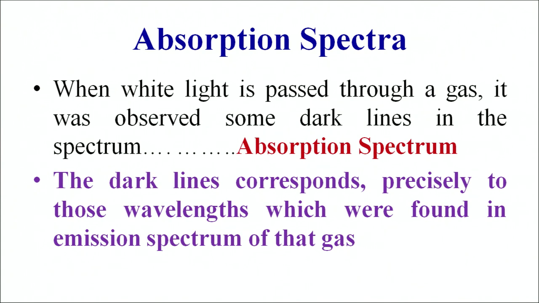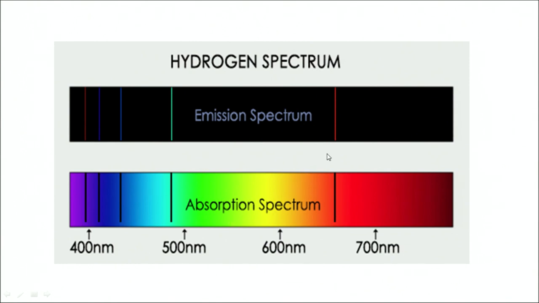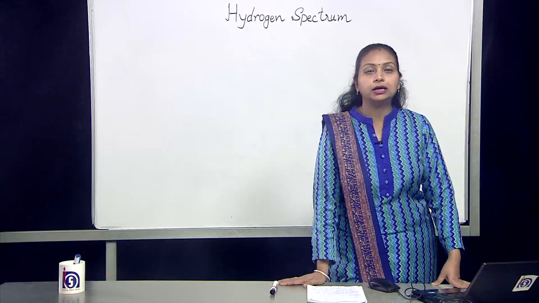One of the distinct features of this is that the dark lines correspond precisely to those wavelengths at which the emission spectrum was observed. Like in this figure, we see the upper one is showing the emission spectra of hydrogen and the lower figure is showing the absorption spectrum. In the emission spectrum, we have bright lines on dark background, whereas in absorption spectrum, we have dark lines on bright background. And the lines are in one-to-one correspondence, that is, in both the spectra, the lines are appearing at the same wavelength. So, this is basically the property of the material which we are studying.